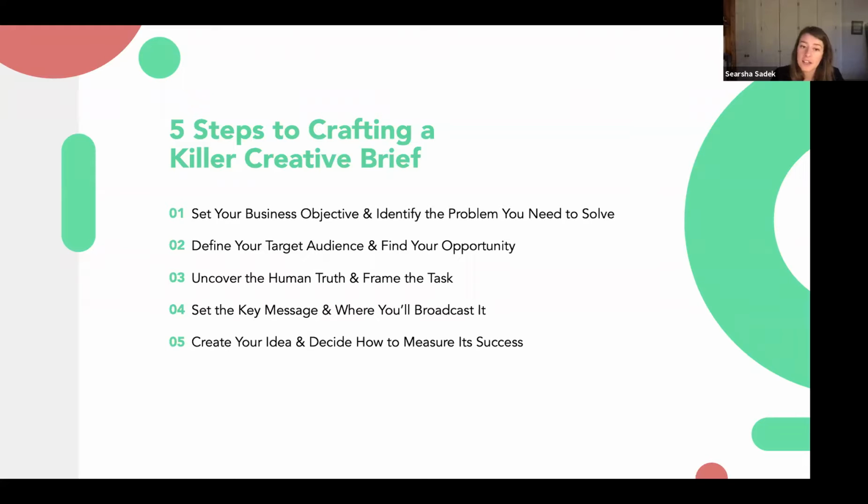The second is defining your target audience. So working out who you're talking to and what's going on in their world. And then finding your opportunity within that target audience. So where is the space for your brand and your creative idea to be really different and really exciting from what everyone else is doing?